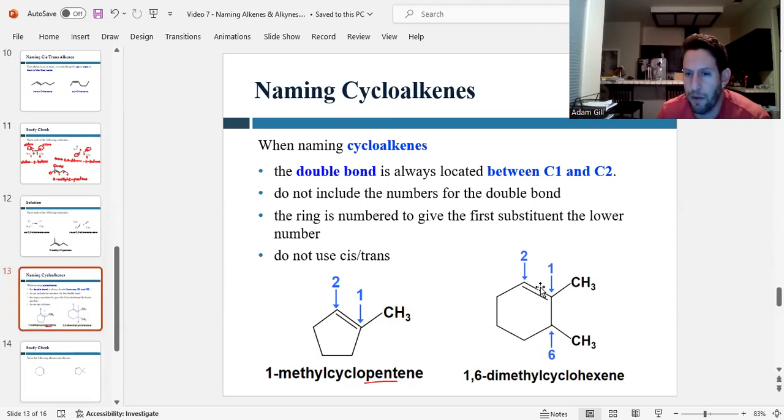Now this example on the right, we have 6 carbons in the ring. So that's going to be hex, ene, because there's a double bond. Now we want to start number 1 here because that gives our first substituent the lowest number possible. So this is 1, 2, 3, 4, 5, 6 dimethyl cyclohexene.